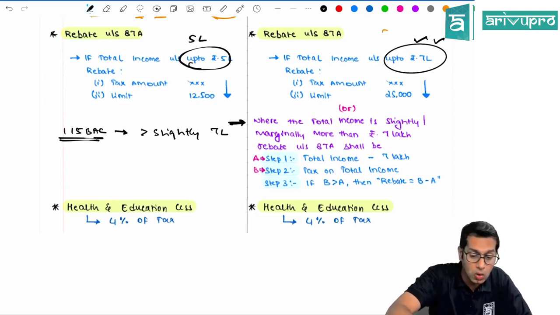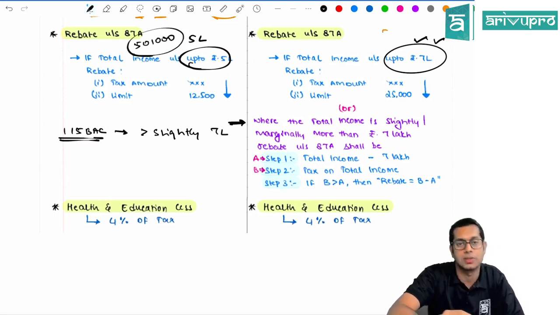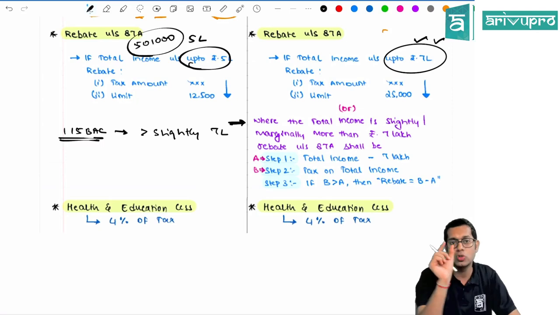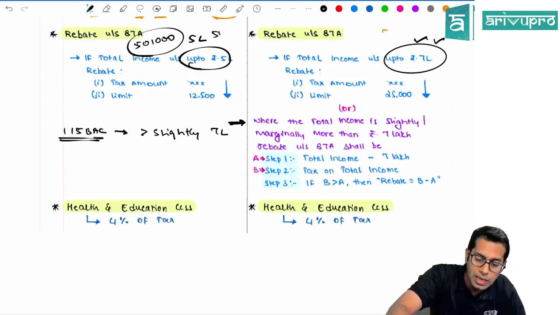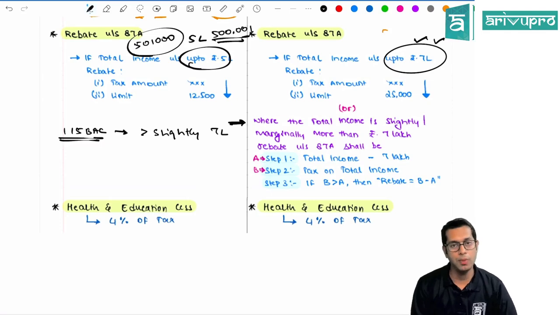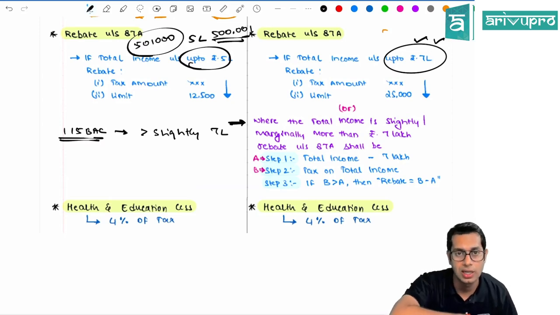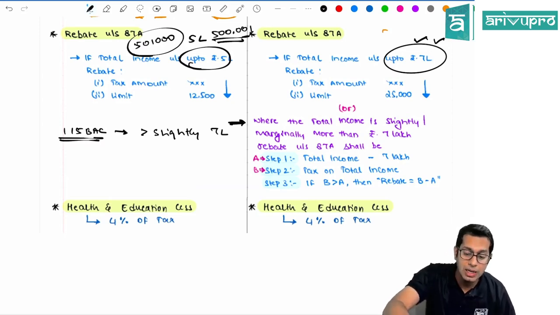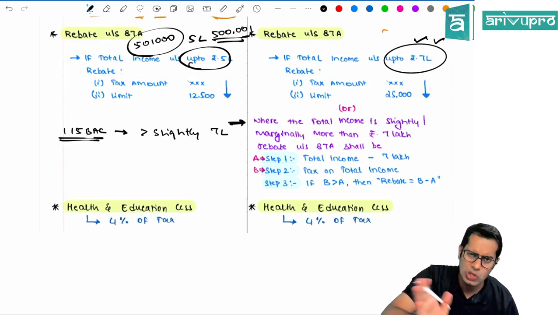Under the normal provision, even if it is 5 lakh 1,000 rupees, even if I have earned 1,000 rupees extra, or if my income is 5 lakh 1 rupee, even if I have earned 1 rupee extra, I will not get a rebate under the normal provision. But 115BAC does not say that. They say if your income is slightly more than 7 lakh, then also I will give you a rebate.